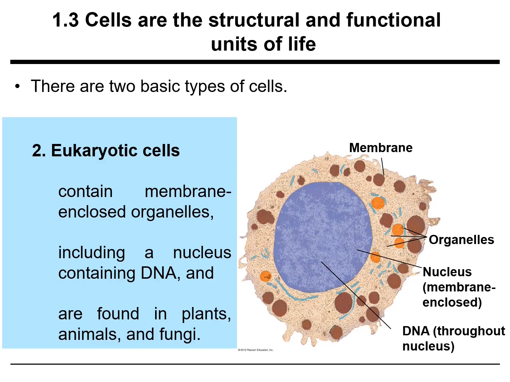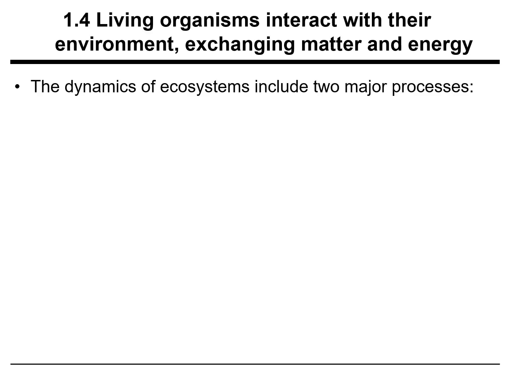On the other hand, eukaryotic cells contain membrane-enclosed organelles. So this could be the fourth difference. I gave you three, this is another one. They also have a nucleus containing DNA, and they are found in plants, animals, and fungi. And this could be another difference. Prokaryotes are found in two groups, bacteria and archaea, and I will talk about that in a second.